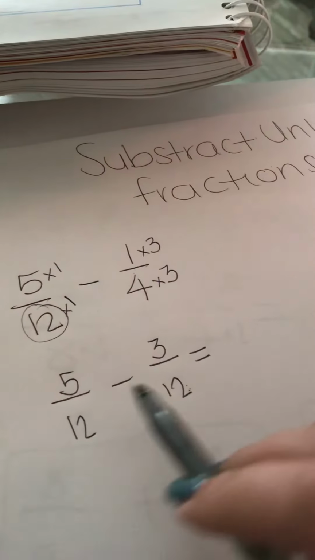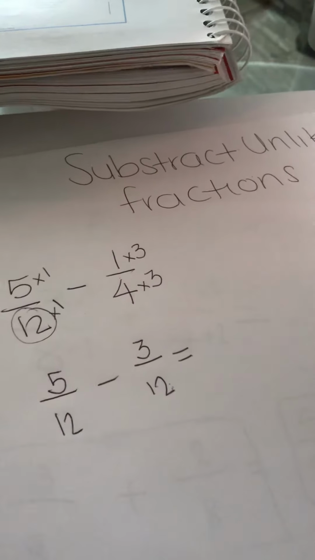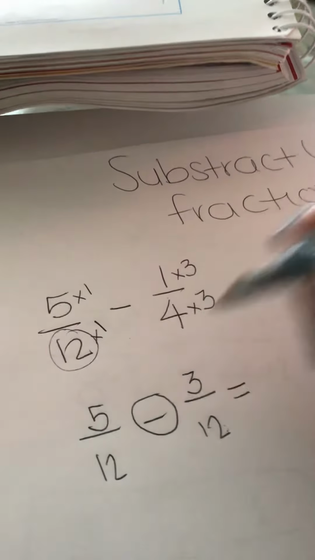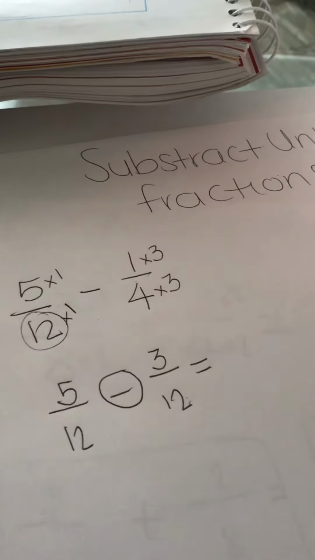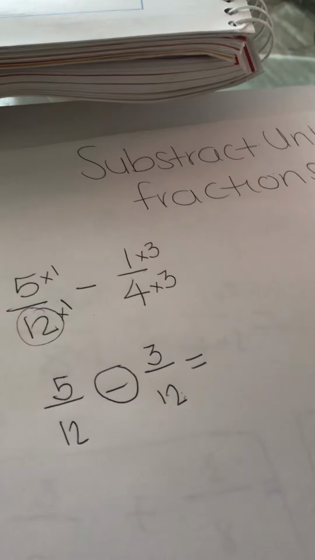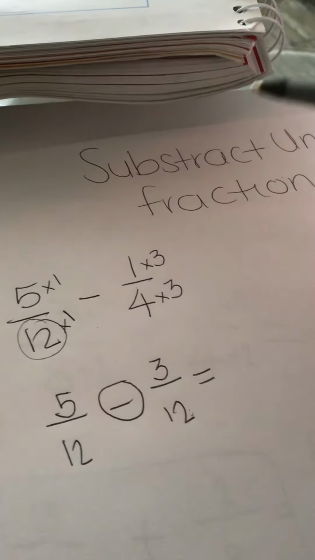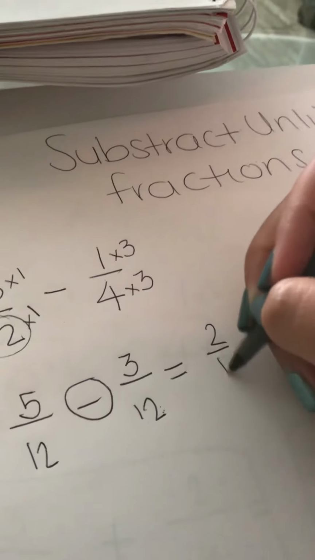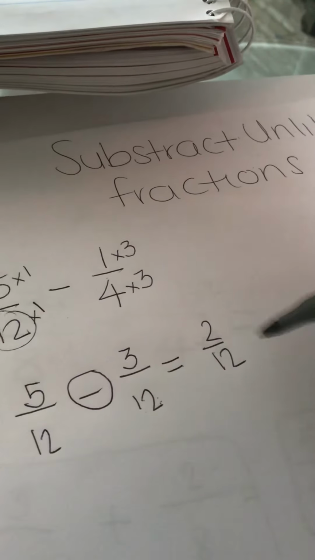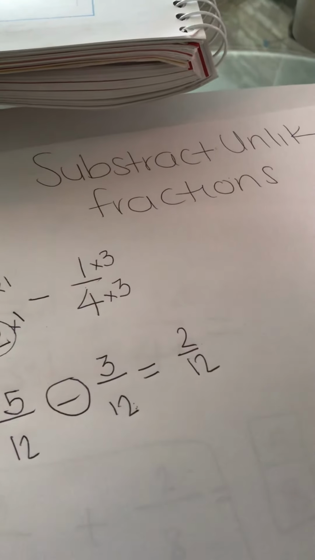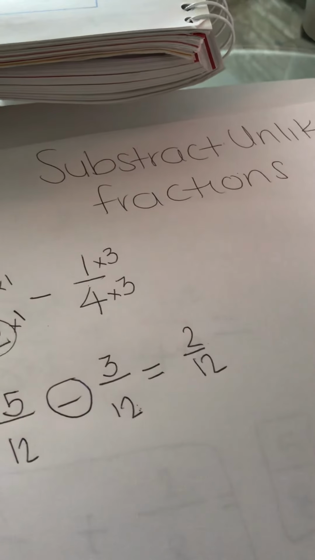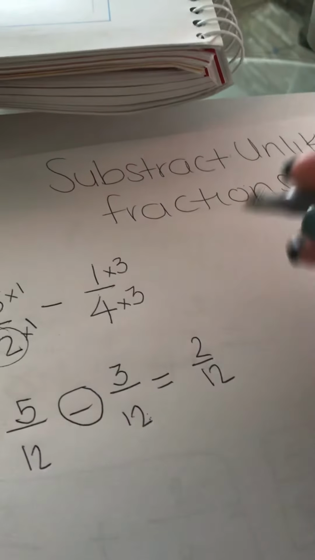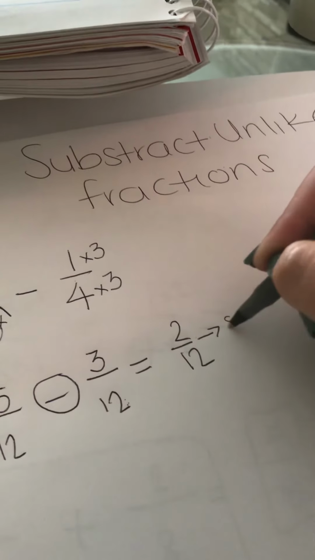Now that we have the same denominators, we're able to subtract. Remember that our topic today is subtraction. You have to be very careful to identify the symbols. So 5 minus 3 will be 2/12. Now, you have to check whether this fraction is in simplest form. In this case, I need to simplify.